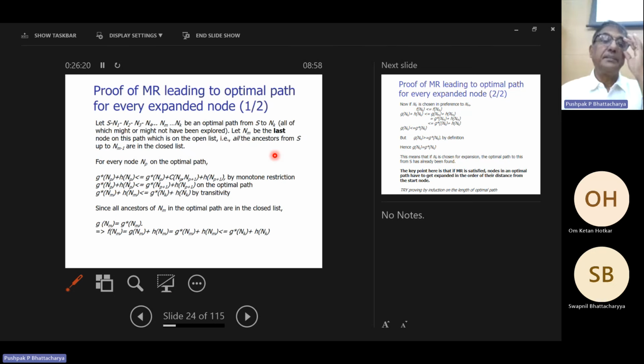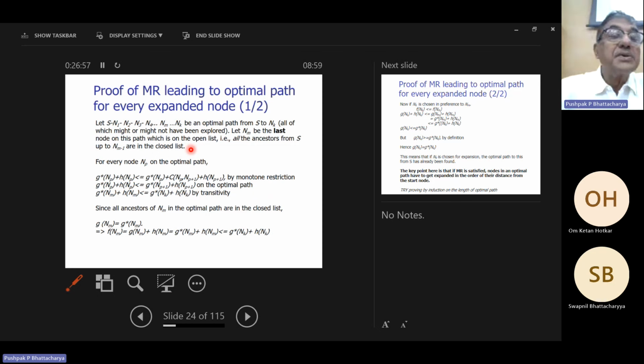Now, a sketch of the proof that monotone restriction leads to optimal path for every expanded node. You don't have to redirect a parent pointer. Again, these proofs are better done on the board slowly, but these lectures are being recorded, so I'll read from the slides, and the proof is quite lucidly given. It is expanded over the proof given in the book by Nilsson.